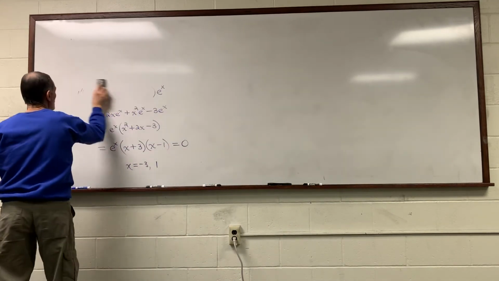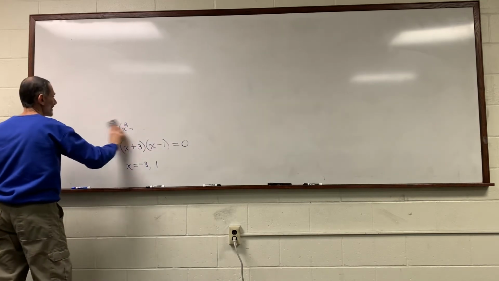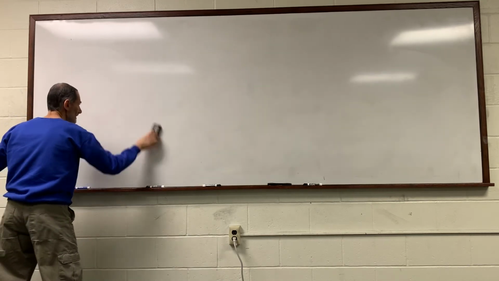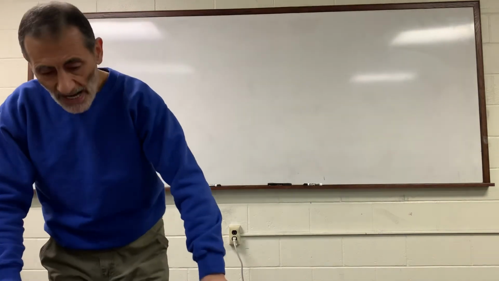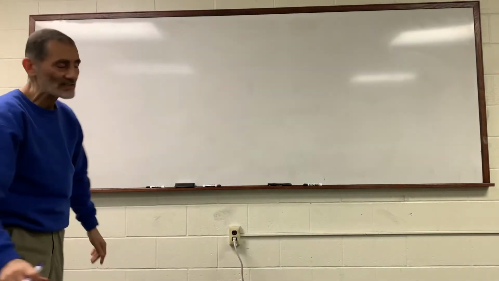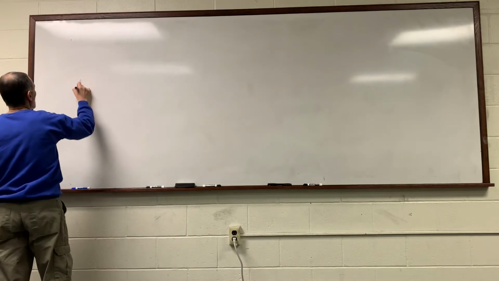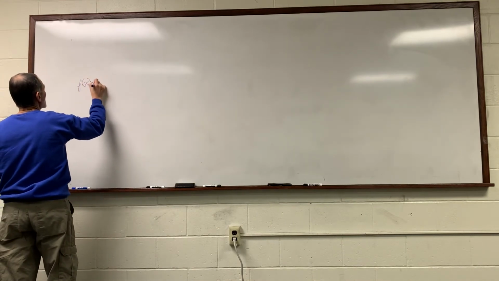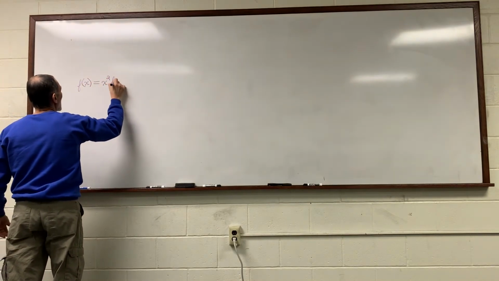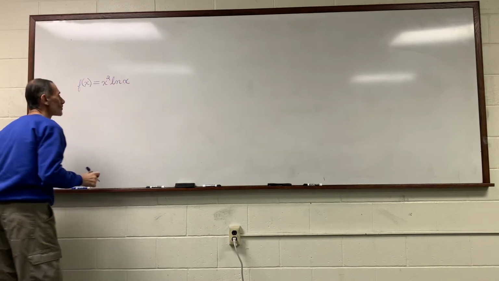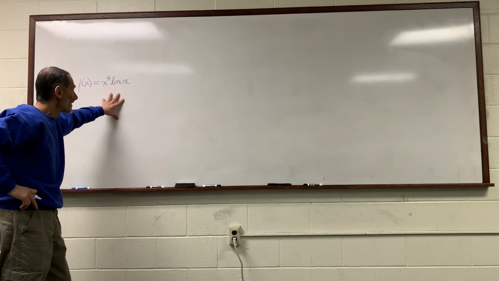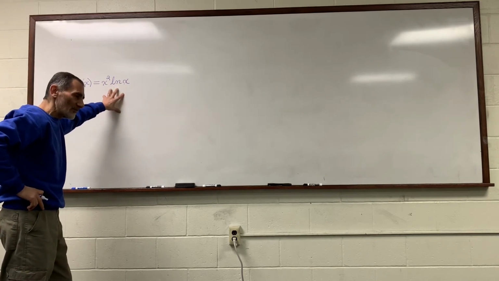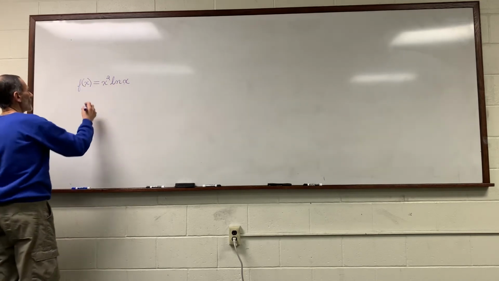And we know circumstances that will cause a restriction in a domain: a zero denominator, a square root or any even root, or a natural logarithm. F of x equals x squared ln x. We know from previous work with the natural logarithm that you cannot take the natural log of 0 or a negative number. The domain of this function is positive numbers only.